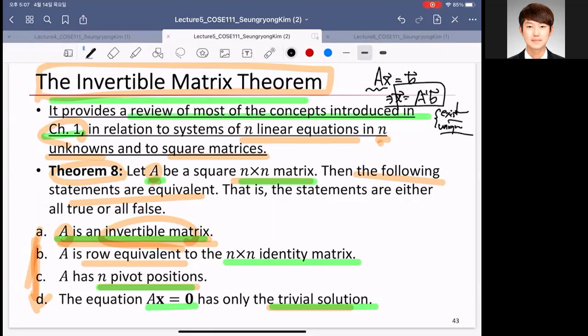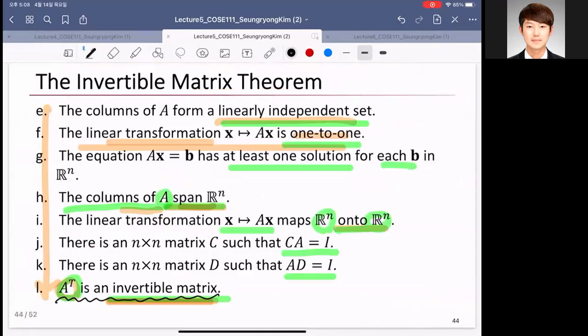So that's why we have to know the invertible matrix theorem. To prove this theorem, we need a long time to understand each concept: what is invertible, what is row equivalent, pivot position, Ax equals 0, the homogeneous system has only the trivial solution, linearly independent sets, columns of A span R^n, something like this.